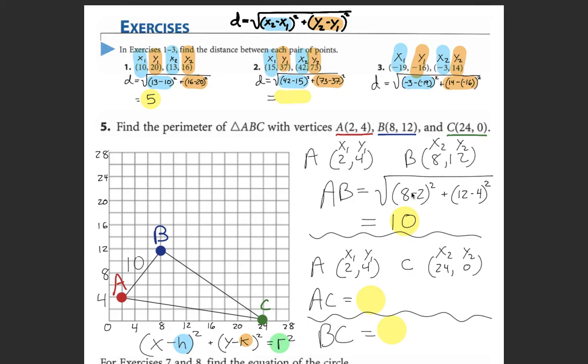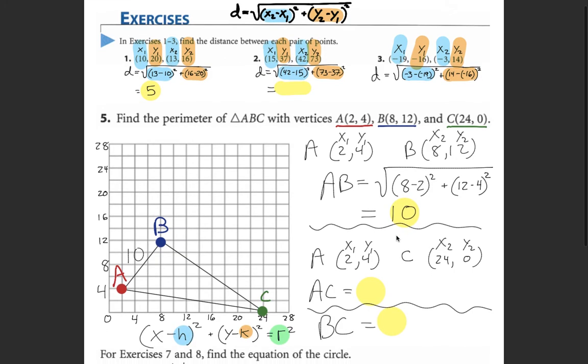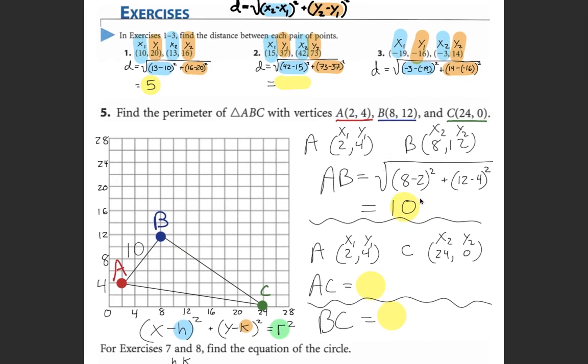If you wanted to, this 8 minus 2, you could do it by hand. 8 minus 2 is 6, squared is 36. 12 minus 4 is 8, squared is 64. You could write down multi-step, 36 plus 64 is 100. Then you take the square root of 100, you get 10. But that's not really going to be my focus here and now. We just make sure we know how to plug them into the formula and get the right answer.